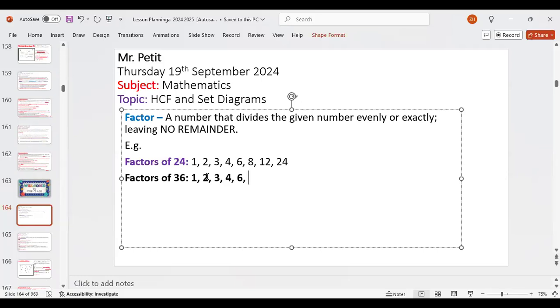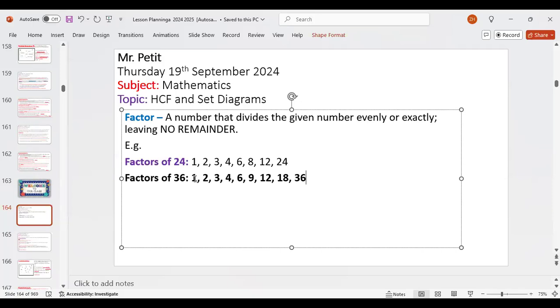What else? 9. Not 7? No, 7 won't work. 6, 9, and 12. 18. And 36. Good.